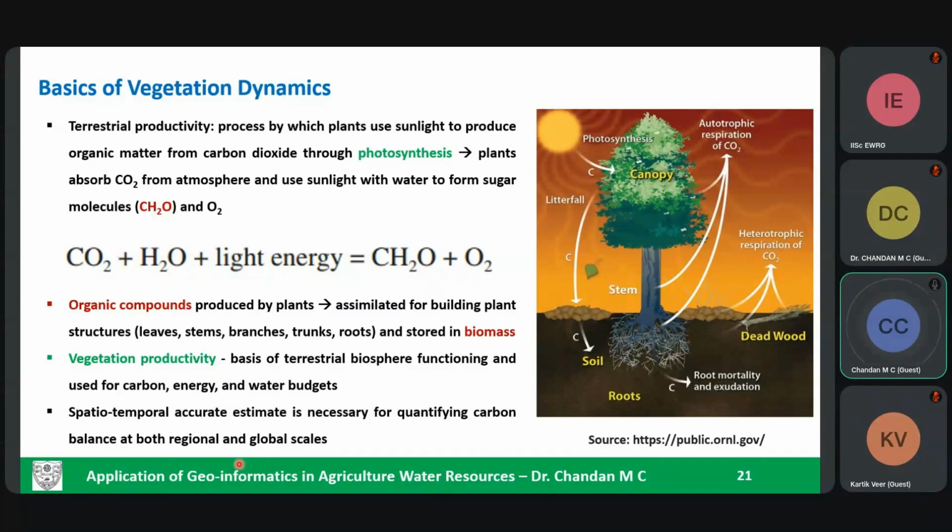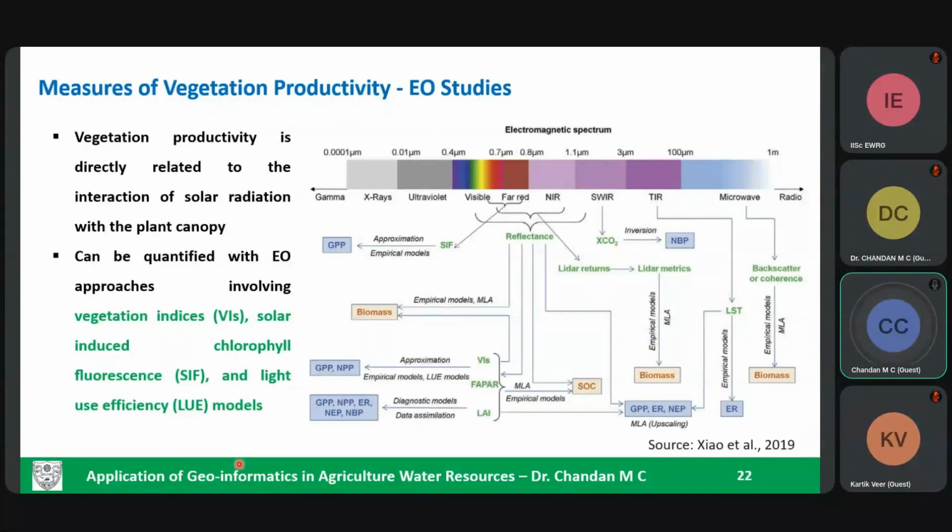When we look at vegetation productivity, it is the basis of terrestrial biosphere functioning and is used for carbon, energy, etc. Further, the vegetation productivity itself can be monitored with Earth observation studies. So here, as we discussed earlier with respect to the electromagnetic spectrum, out of the electromagnetic spectrum, the majority of our systems work in the visible, the infrared, or the shortwave infrared and microwave region, because most of our models are built in such a way to retrieve the values in these particular regions.